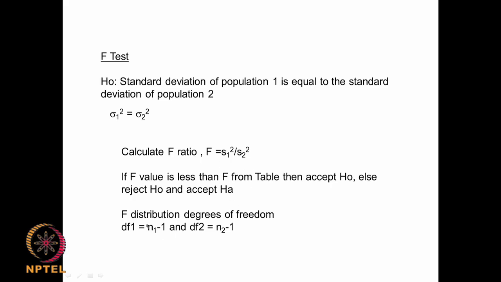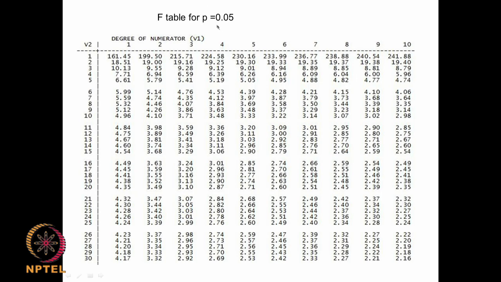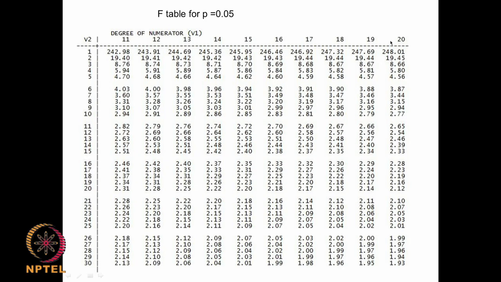If the F value calculated is greater than the table, we reject the null hypothesis and hence accept the alternate hypothesis. Now, I also mentioned the degrees of freedom for the numerator will be n1 minus 1, where n1 is the number of data points for the numerator sample, and degrees of freedom for the denominator will be n2 minus 1, where n2 is the number of data points for sample 2. And then you have tables for p equal to 0.05, that means 95% confidence. We have an F table, this is for the numerator and this is for the denominator. If you look at the next page, it continues like this.